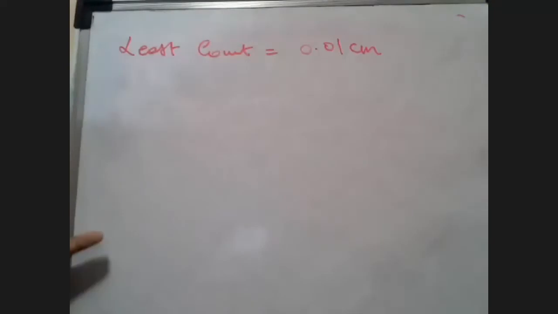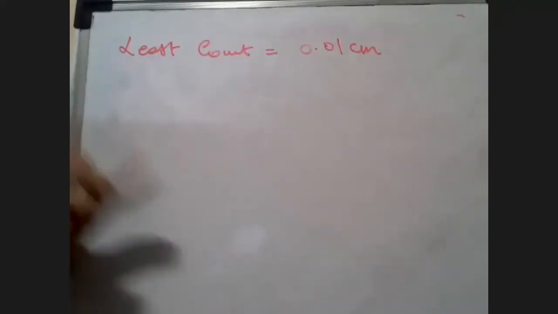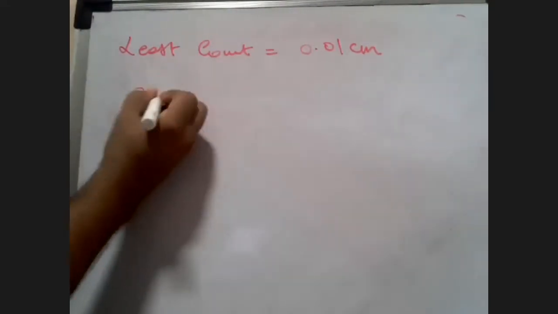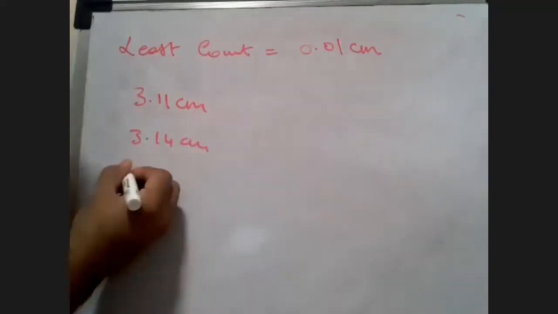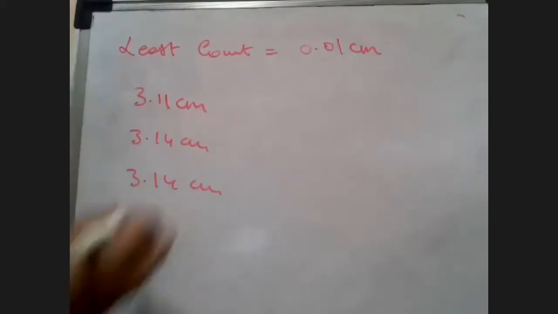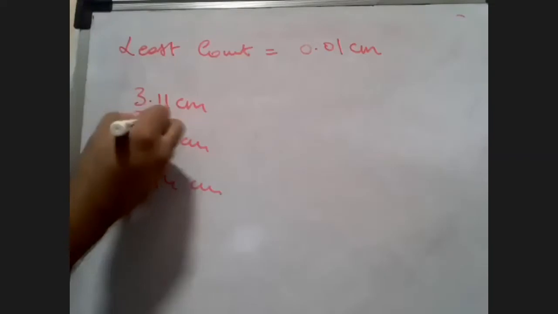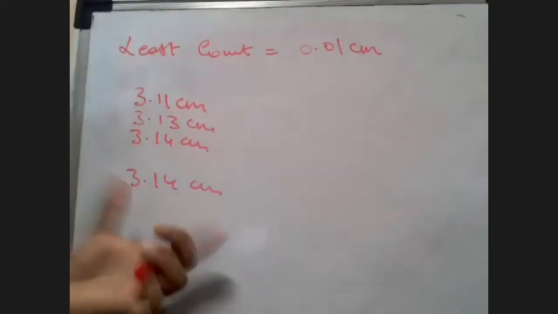Now what is given? The length of the plate measured using a vernier caliper has least count 0.01 centimeters. Also, the measurements made were 3.11 centimeters, 3.14 centimeters, 3.14 centimeters again, and 3.11, 3.13. These were the measurements I have made.